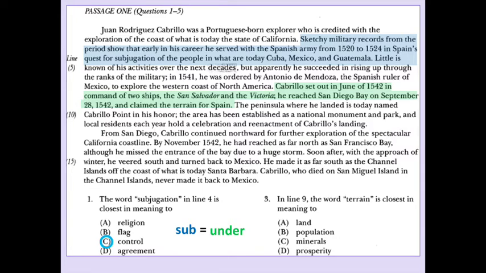Look at the word terrain. We can see a word part, terre, which means earth. So we know this, and we read the sentence. Let's look at the answers. A, land, makes sense with our word part, earth. That could be a synonym, and it makes sense with the sentence. He claimed the land for Spain. So A is the answer.